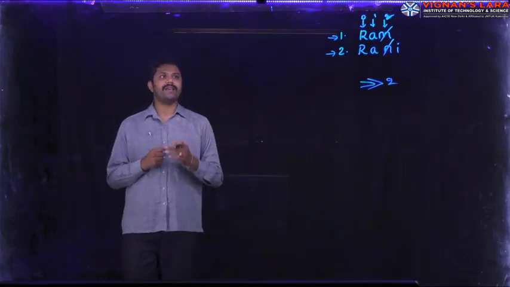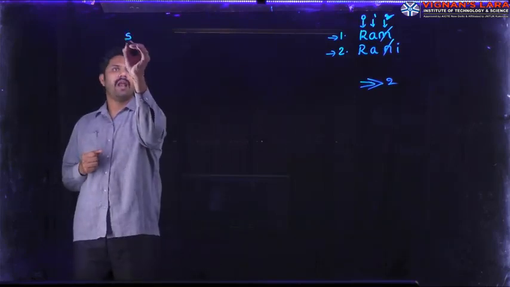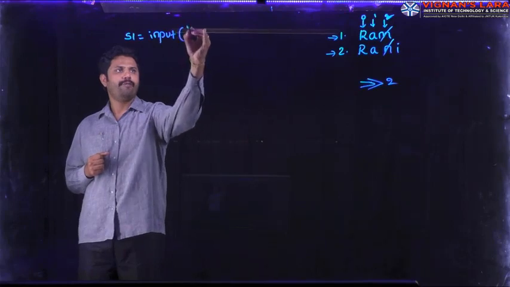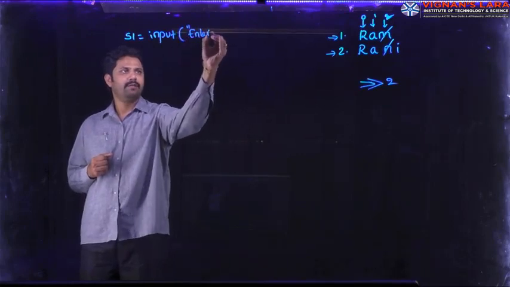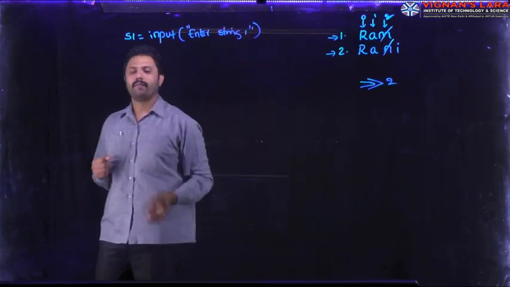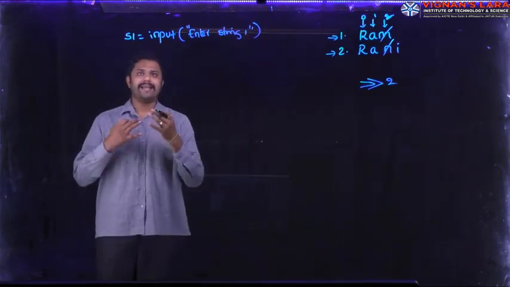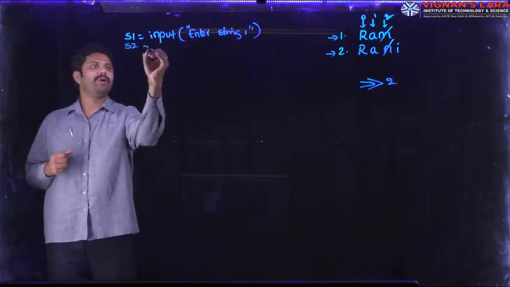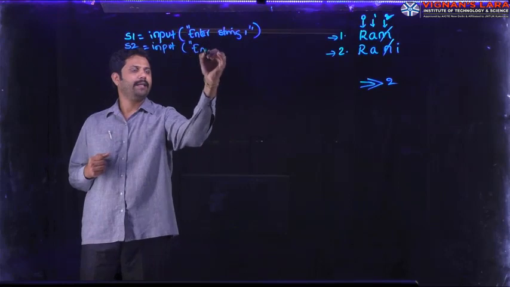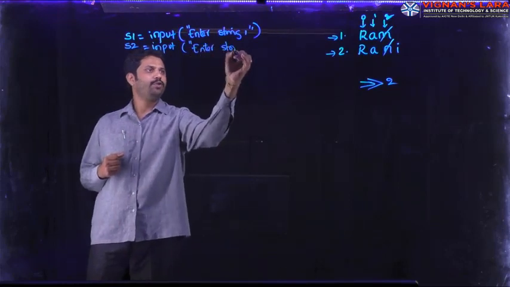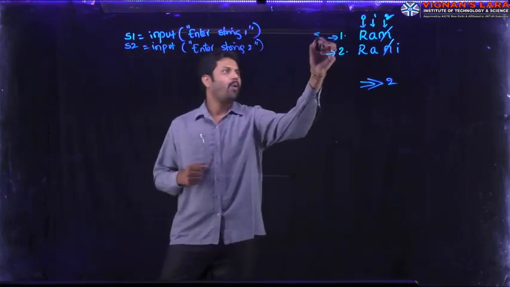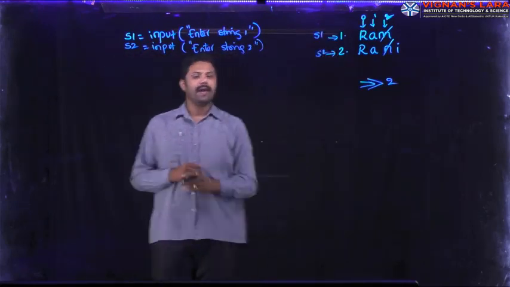I take a string S1. Now S1 equals input of "enter string 1". Now take S2. S2 equals input of "enter string 2". Now I have S1 and S2.